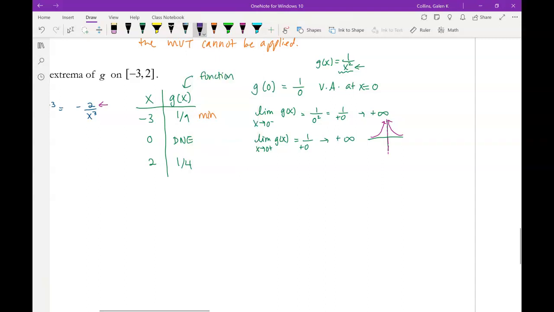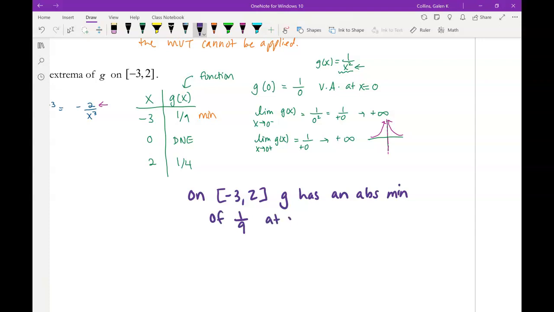So we could say that on the interval from -3 to 2, the closed interval, g has an absolute minimum value, not a max, of 1/9, so it's the y value that's the minimum, at x equals -3. But we could say that g does not attain an absolute maximum value on the interval from -3 to 2.